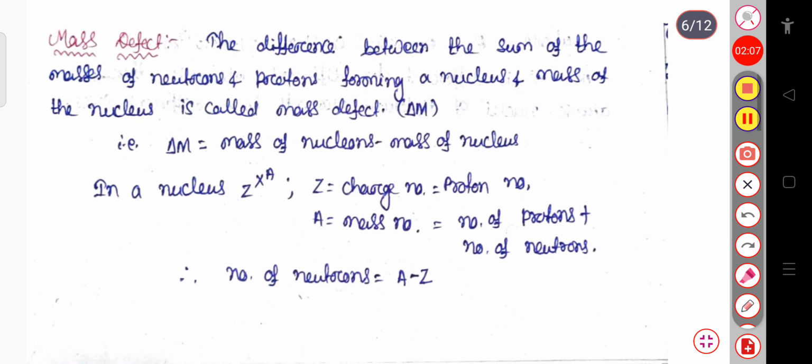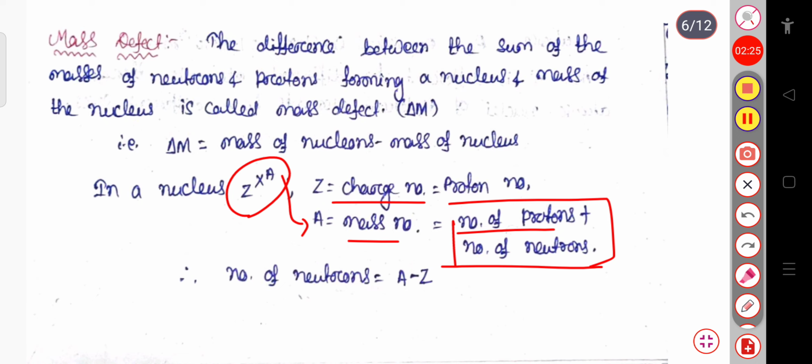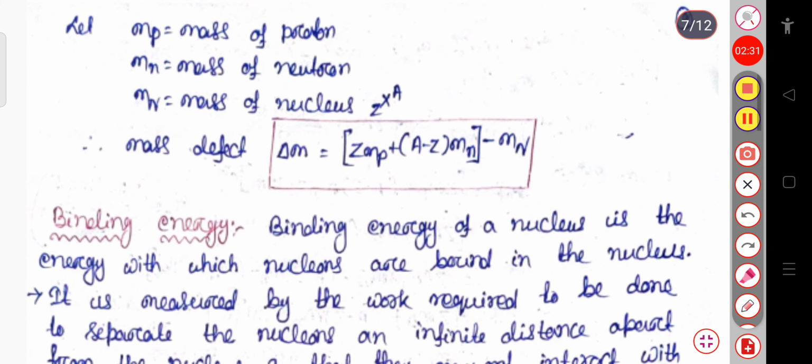So in a nucleus ZXA, that is the representation of an atom, Z is the charge number, or that is called the proton number, and this A represents the mass number, that is the sum of the number of protons and the number of neutrons present in an atom. So we can calculate the number of neutrons as A minus Z. Now let us consider Mp is the mass of the proton and Mn, small n, denotes the mass of the neutron, and capital N, M_N, represents the mass of the nucleus. Then we can represent this ZXA, that is the nucleus, or the total atom representation.